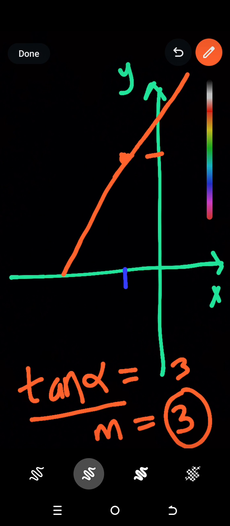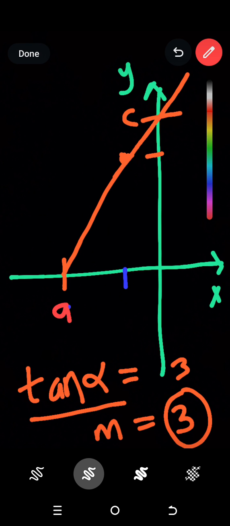It's going to meet the x-axis at a certain point here. I don't know the point. That is what we call the intercept on the x-axis. This is the intercept on the y-axis, that c is the intercept on the y-axis, and this is going to be the intercept on the x-axis.